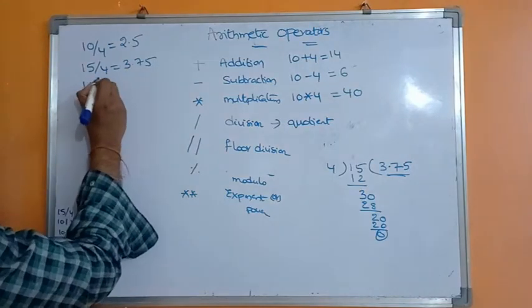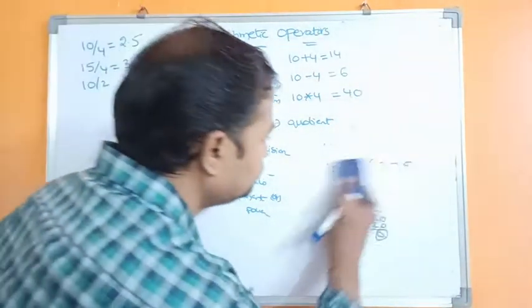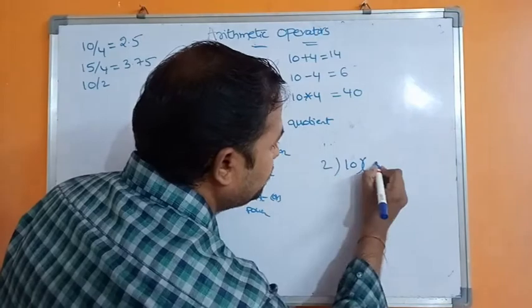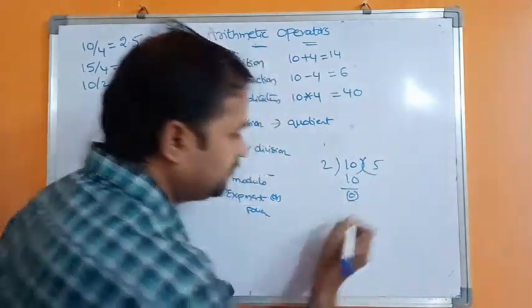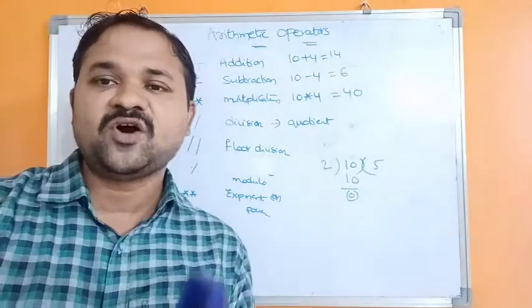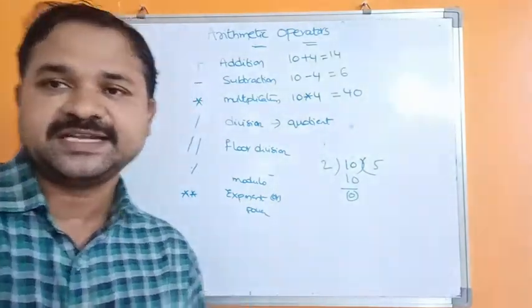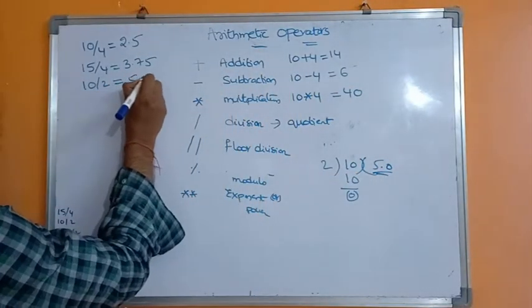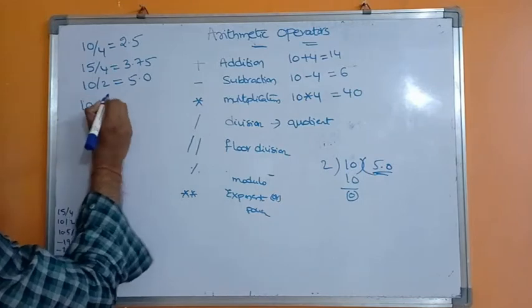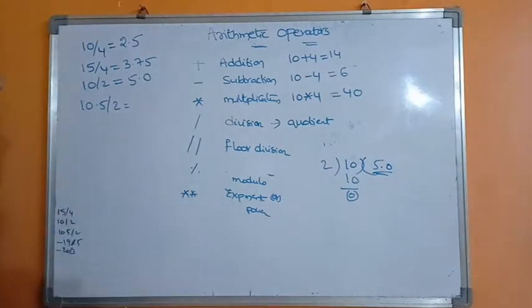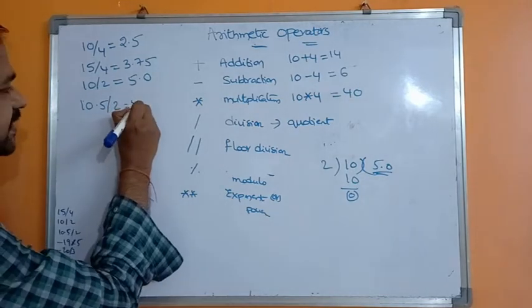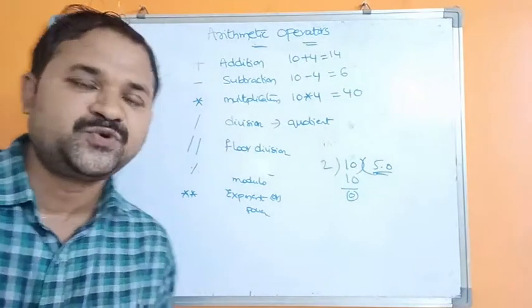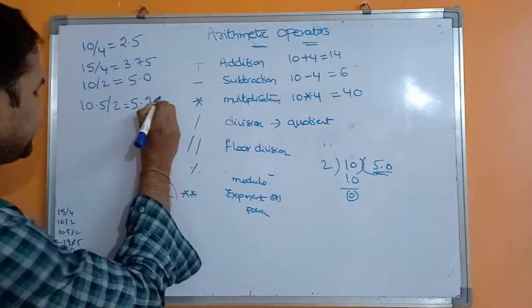Let us take another number: 10 by 2. Here the numerator is 10, the denominator is 2. So 2 fives are 10. So 10 minus 10 means 0. But we know that the division operator will always give a floating point number as the result. So here the result is not 5, the result is 5.0. Let us take another number: 10.5 by 2. We know that 2 fives are 10. Next, 0.5 by 2 is nothing but what? 0.25. So the result is 5.25.